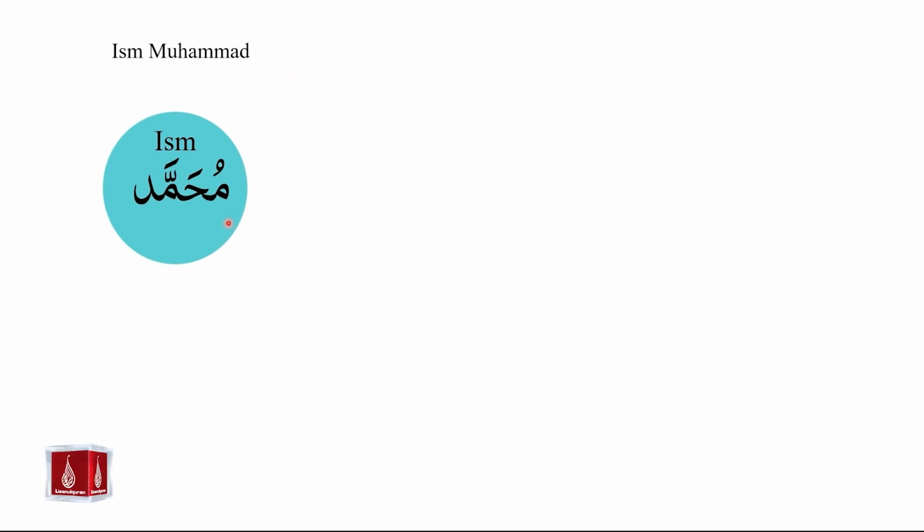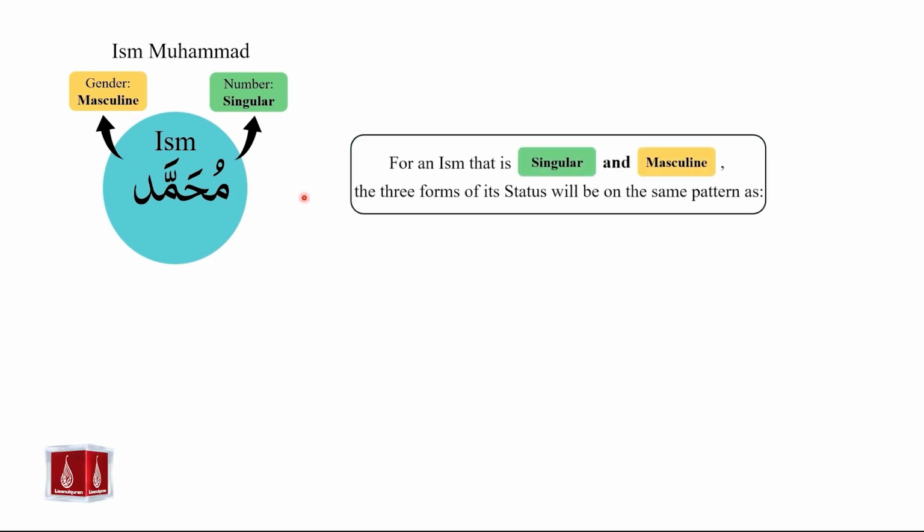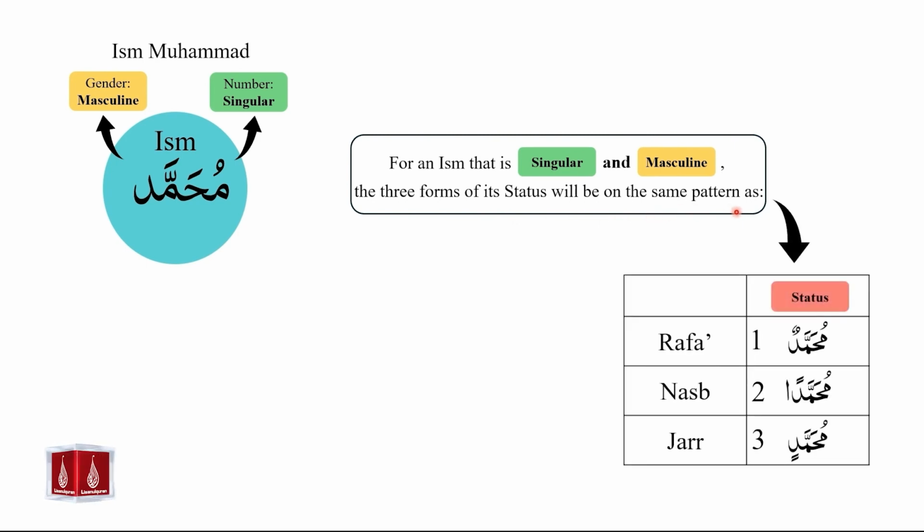We have the Ism Muhammad, and we know that Ism Muhammad is singular in number and it is masculine in gender. So for an ism that is singular and masculine, the three forms of its status will be on the same pattern. This pattern will be Rafa will be Muhammadun, Nasab will be Muhammadan, and Jar will be Muhammadin.